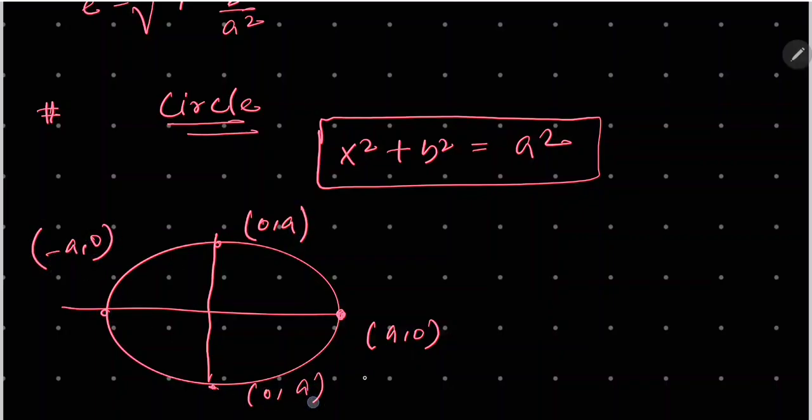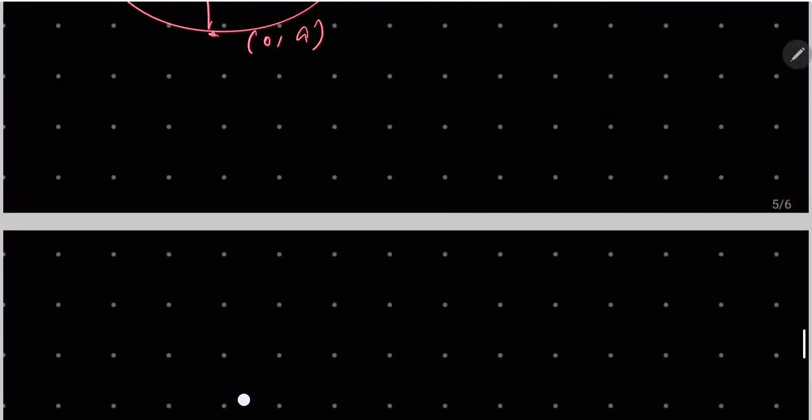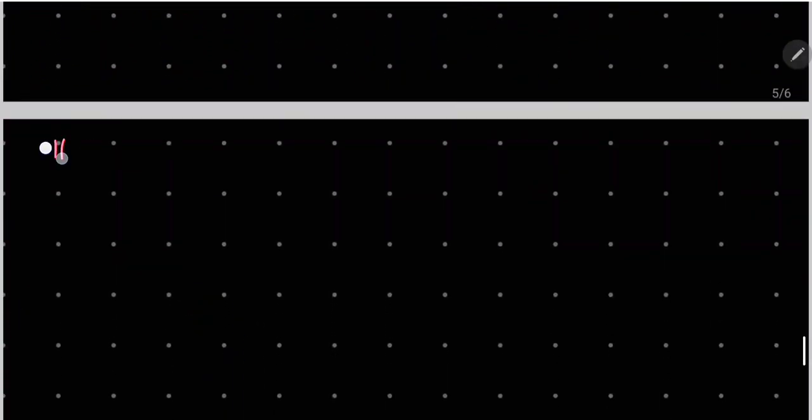This is how you can see, right? So what is the radius of the circle? What is the center? 0, 0. I hope you understand, right? Next, what is next? Next is the hyperbola.